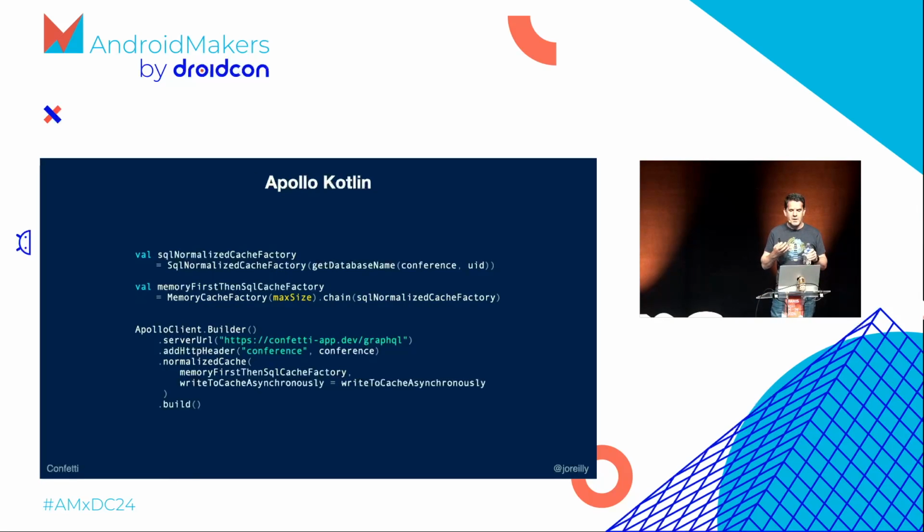So we need to create an Apollo client object to make various requests, and this is an example from Confetti of how that can be done. We provide, in this case, the URL, a header containing the conference name, and details of both the in-memory and persistence cache we'll be using.